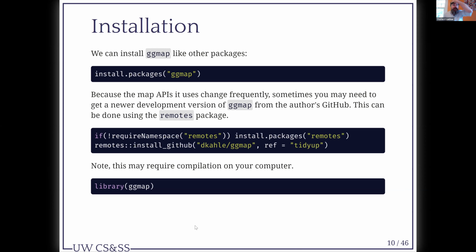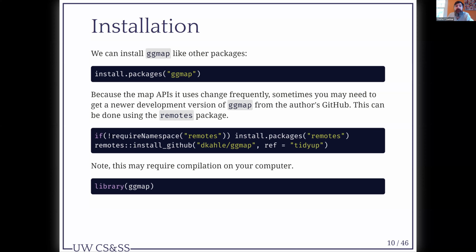Anyway, because these APIs change frequently, that is the Google Maps API, OpenStreetMap API, and this is way worse for social media APIs, sometimes you'll find the functions don't work. You may have to go and download the newer development version of it on the author's GitHub, okay? If you want to download the development version, and I usually am using the development version of most of these cutting edge packages, you can use the remotes package to do this.